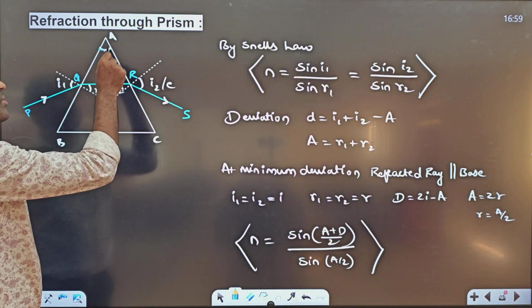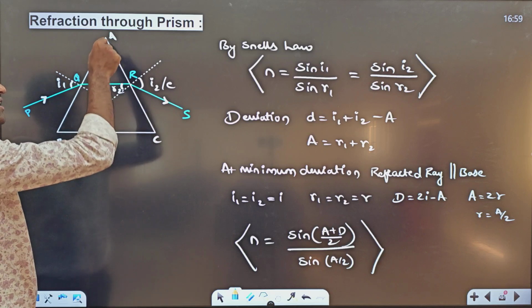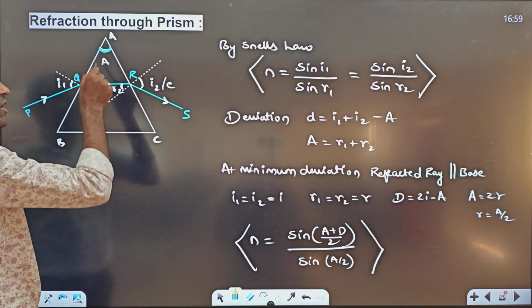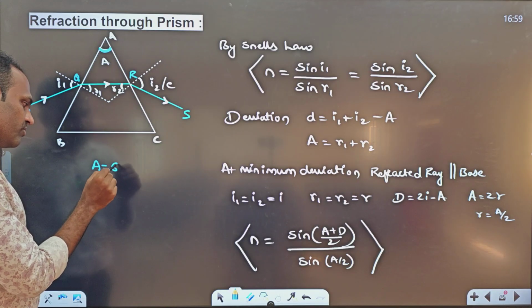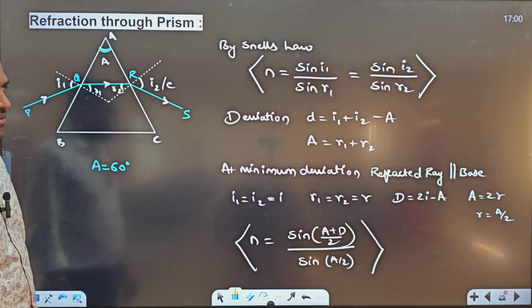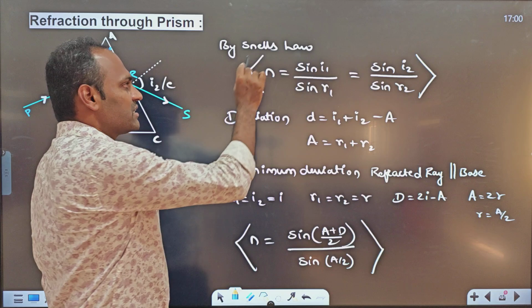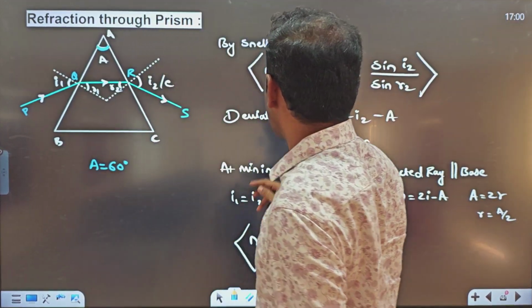Okay, angle of prism is here. The angle between the two refracting surfaces is called the angle of prism. For an equilateral prism, the angle of prism will be equal to 60 degrees. Okay, next, by Snell's law, for the first face you apply the refractive index.